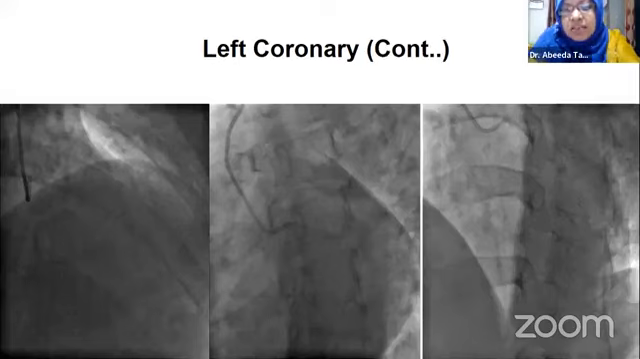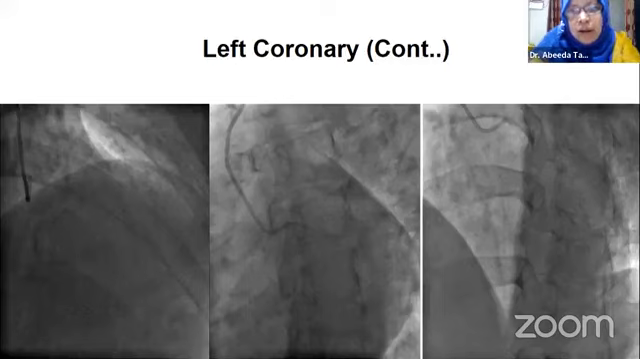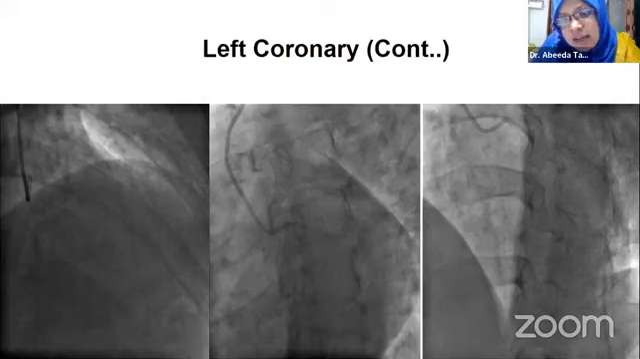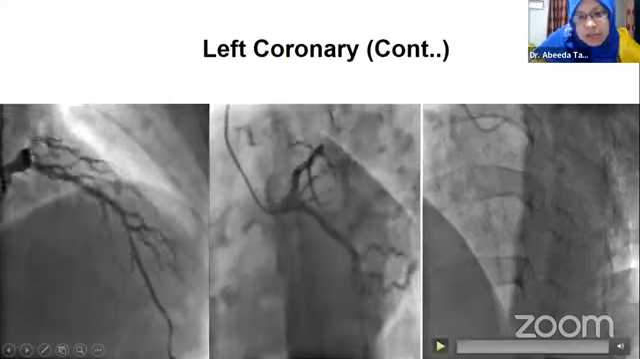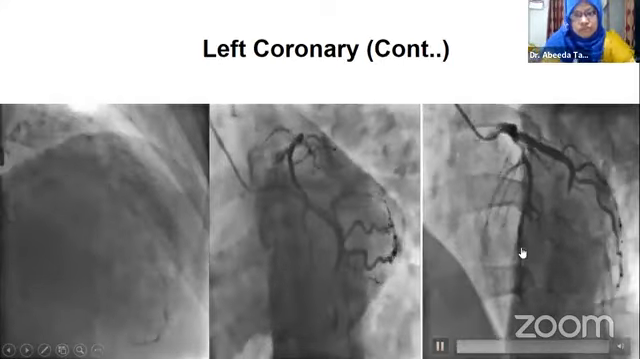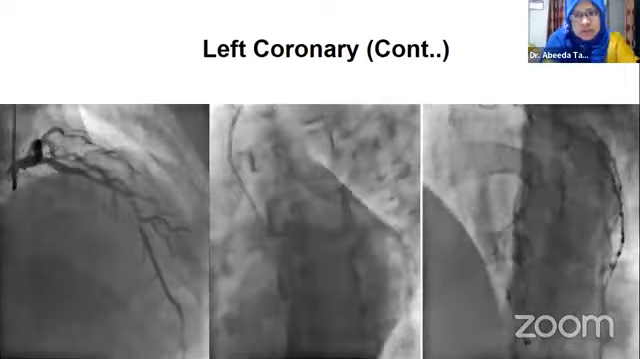Although the criteria goes more in favor of RCA, we have to look at the other leads as well. If there is posterior extension, the most likely culprit artery is the left circumflex rather than the right coronary artery.